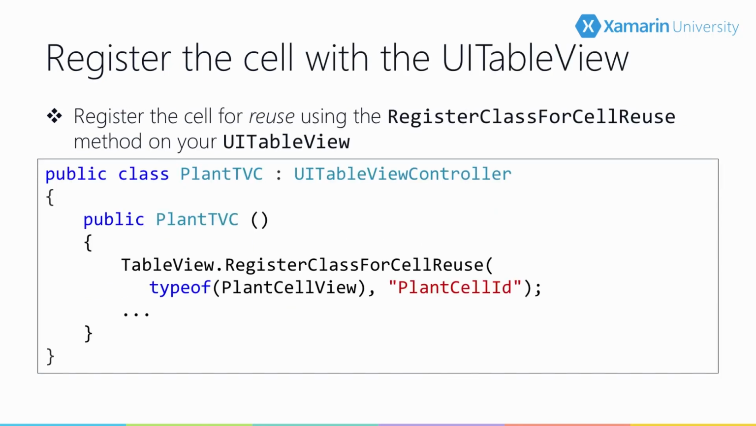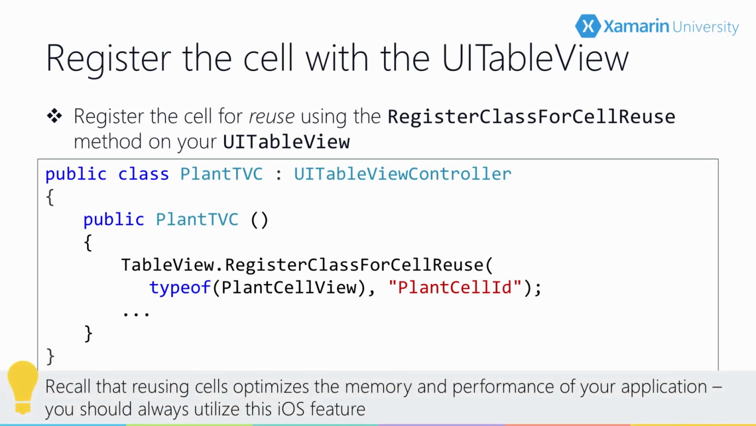We'll register our cell by calling the RegisterClassForCellReuse method on that containing table view. By doing this, we will always get an instantiated cell when we use DequeueReusableCell. Remember, this is for our cell reuse. When we're instantiating and populating our cells in the GetCell method of our TableView source class, make sure to use the same cell ID with both methods.